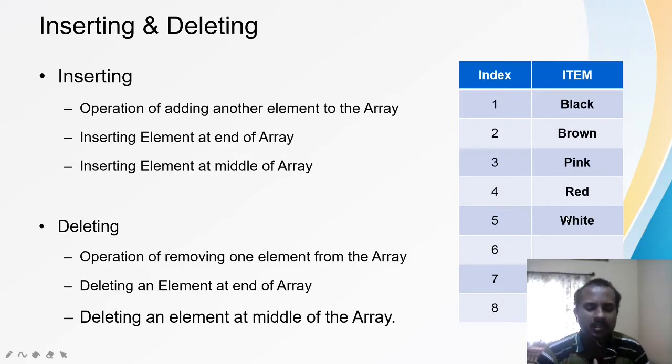How to do the deletion? Here also, deleting at the end of the array is very easy. What is the end of the array? The end of the array is the 5th position, that is white. How to delete it? I will just decrement n, the number of elements, to n is equal to n minus 1. That time 5 will become 4. N will become 4. That means white got deleted. That is a very easy step. But what about deleting the element in the middle of the array?